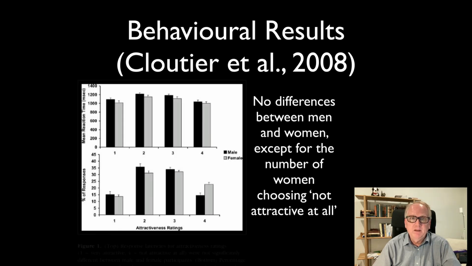And when they looked at the ratings, these are the behavioral results, you can see that there's actually no difference between the way men and women rated these pictures. You can see this tells us how fast they responded, the number of responses they made, and the ratings of attractiveness, 1, 2, 3, 4. So they rated them on a 4-point scale where 1 was the most attractive and 4 was the least attractive. And the only thing that they really found here was that women were more likely to choose not attractive at all than men were, down there in the lower right corner. So they didn't really see much in terms of the ratings between men and women.